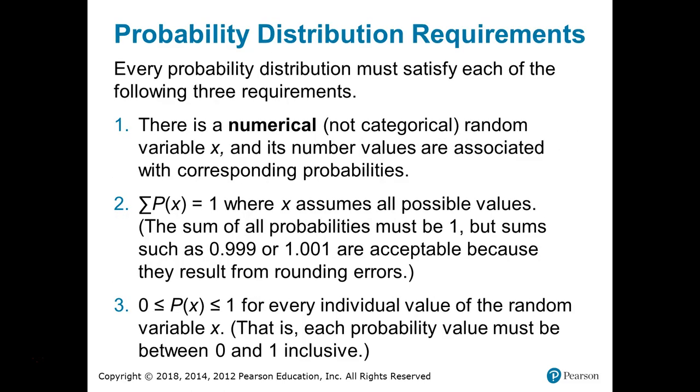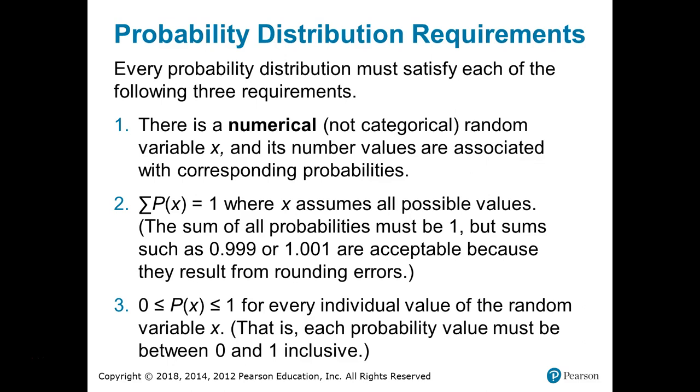So the requirements for a probability distribution: they must satisfy three requirements. There is a numerical random variable x, not categorical, meaning that everything must be quantitative, not qualitative, and the number of values are associated with corresponding probabilities.